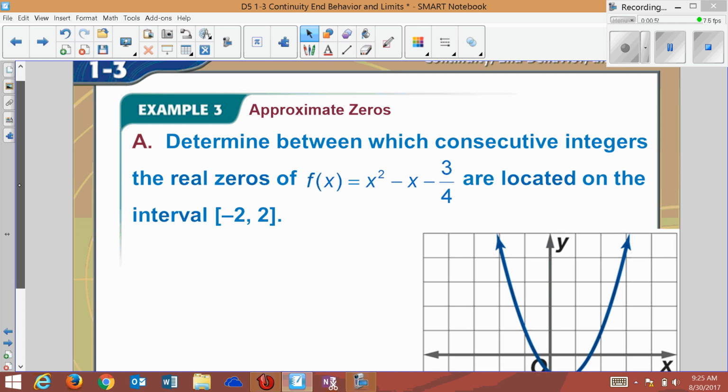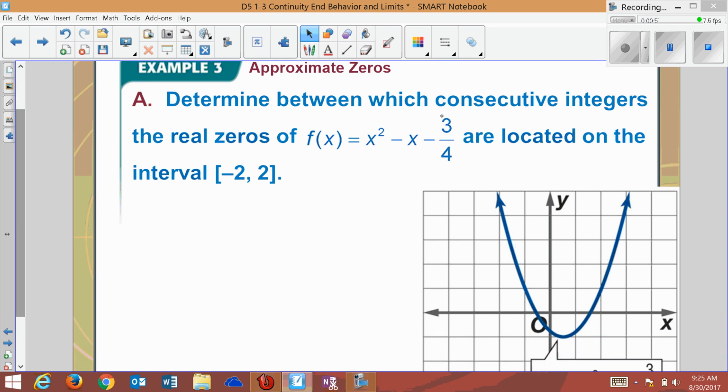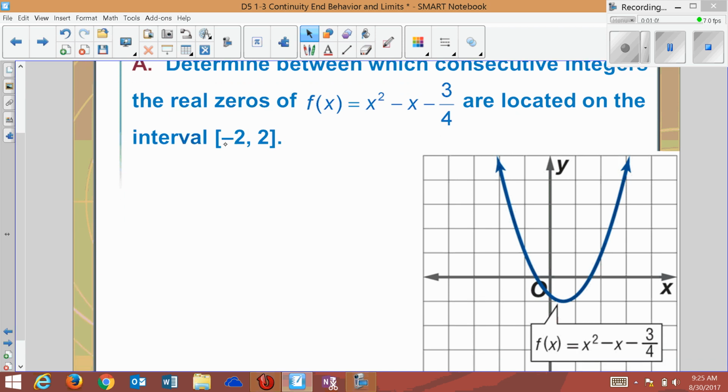All right, so here it says determine between which consecutive integers the real zeros of this function are located on the interval from -2 to 2. And this is including -2 and 2. So what it's saying is here, it's like -2 here. This value is the value A. Okay, so this is where x equals A, if you will, and this would be f of A up here.